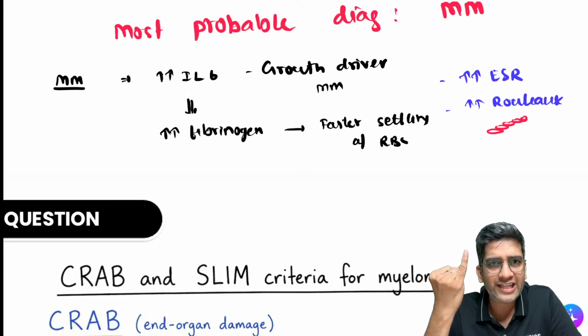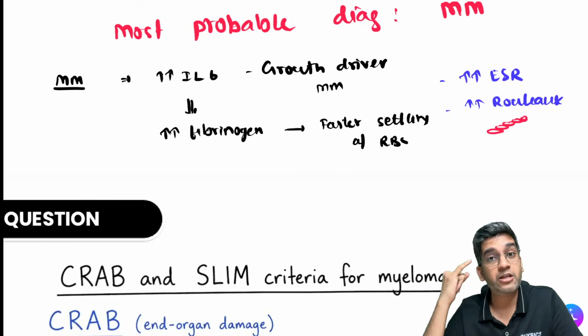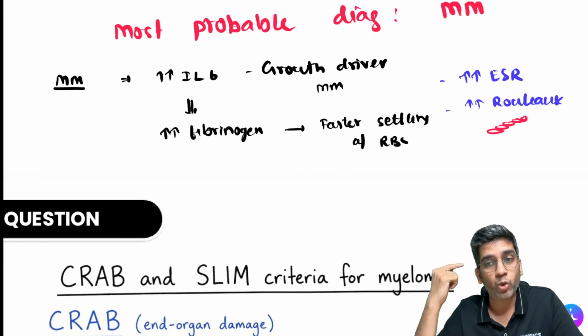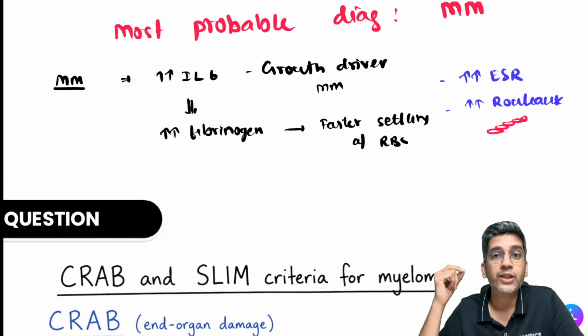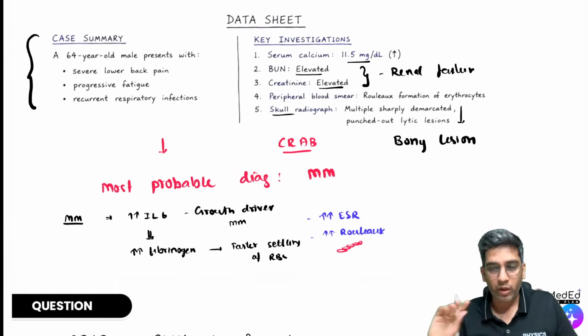Infection also will increase interleukin 6. For example, pregnancy itself can increase fibrinogen levels. So Rouleaux can be seen in pregnant women, in sepsis patients, in infections, and also in multiple myeloma. It's a very non-specific finding. You cannot use it for diagnosis, right? Perfect. So now we know how to write the diagnosis.